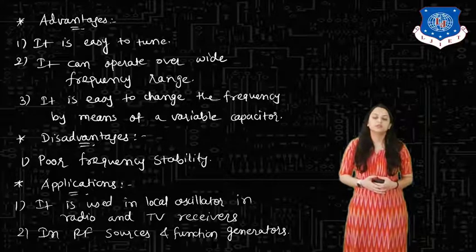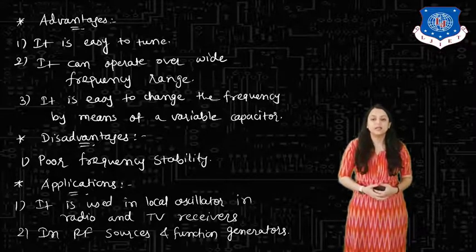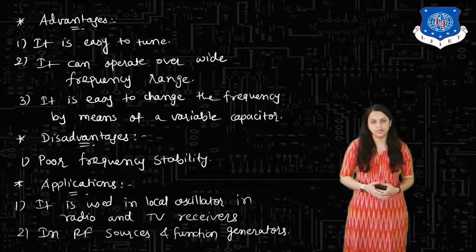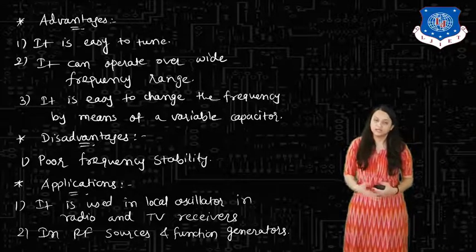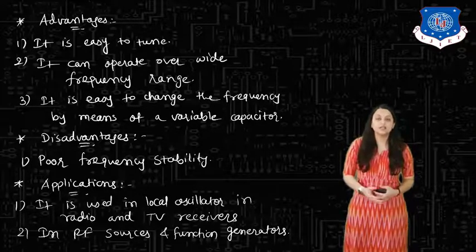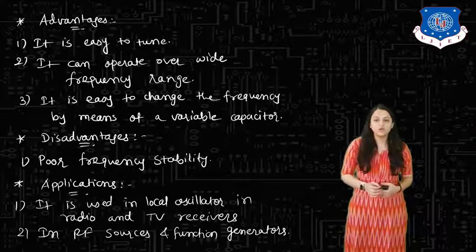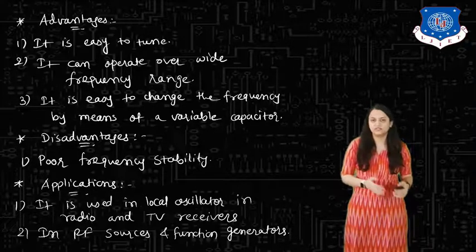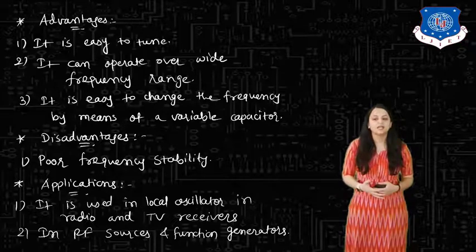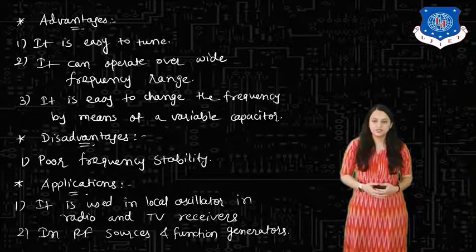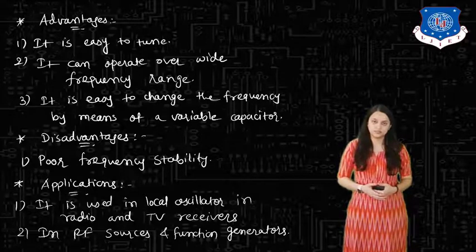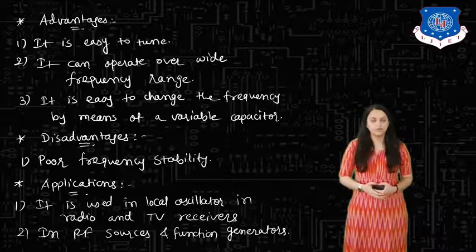Now, one disadvantage of this is that it has poor frequency stability. What are the applications of it? The first application is that it can be used in local oscillators in radio and TV receivers. And the second application is that it can be used in RF sources and function generators as well.